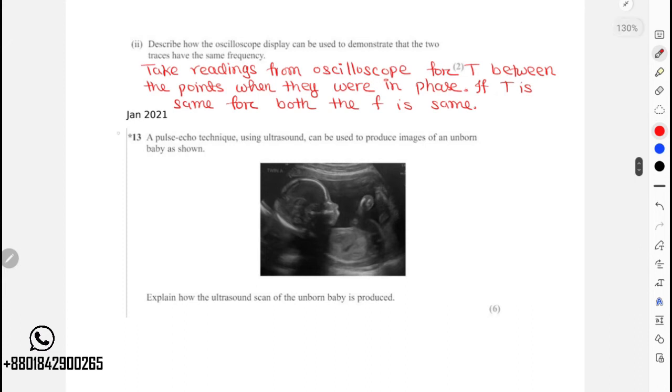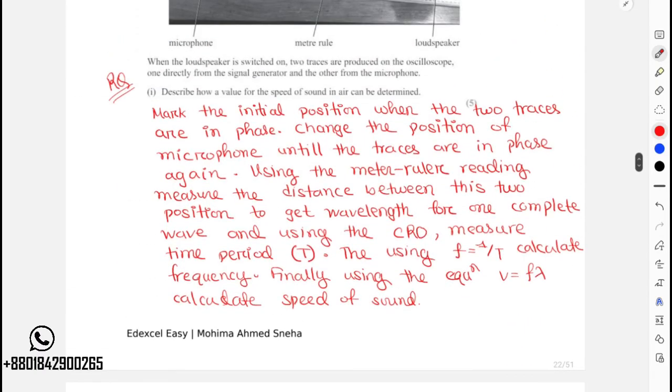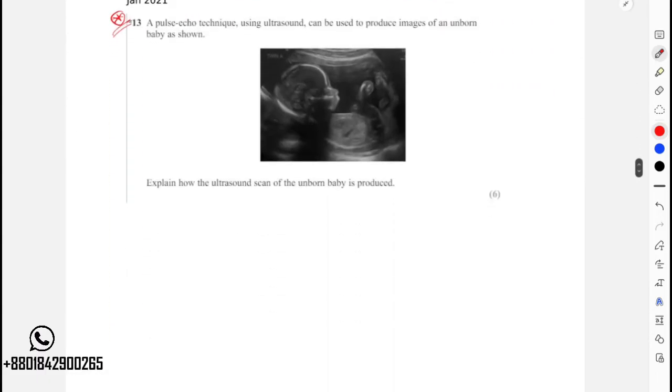Okay, now this is a star mark question from January 2021. This indicates that explain how the ultrasound scan of the unborn baby is produced. Now this is again a very repetitive question. I think we did this in some kind of GC question paper. There was some entire paper where they would ask this question in this kind of pattern, like they asked it as a normal question, and in your January 2021 they asked you as a star mark question.